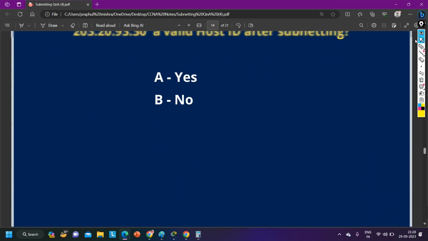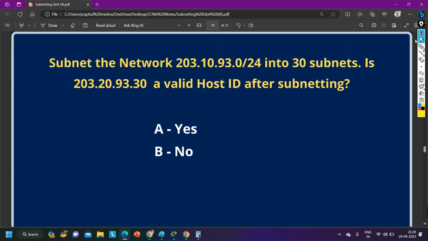Oh my god, how many questions are there? Okay, this question is easy. Could you please share this document with us? Subnet the number A into 30 subnets. Is this one a valid IP address after subnetting? Guys, tell me yes or no. Yes, definitely I will share this PDF with you after the class. Okay, thank you so much. Sir, the answers are also there in the PDF. Can you mark us, please?